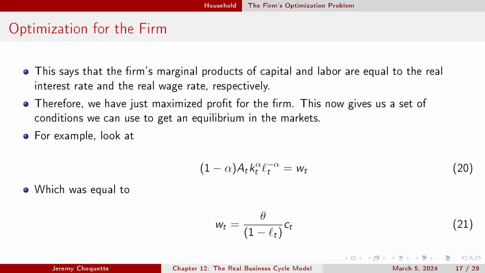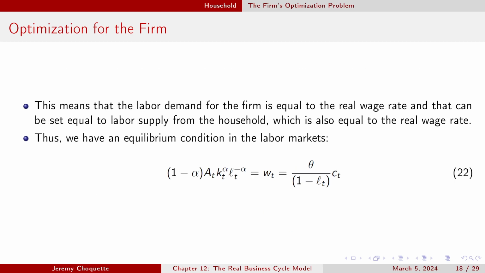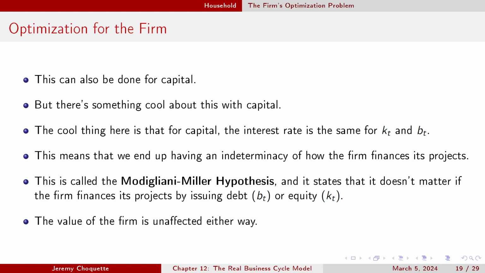So if you remember, the marginal product of labor is equal to the real wage rate. The real wage rate was also equal to theta over 1 minus L times C. So we can just set equations 20 and 21 equal to each other. So labor demand for the firm is equal to the real wage rate and can be set equal to labor supply from the household, which is also equal to the real wage rate. So here's an equilibrium condition in the labor markets. This is labor demand equals labor supply. That's kind of interesting, I think.